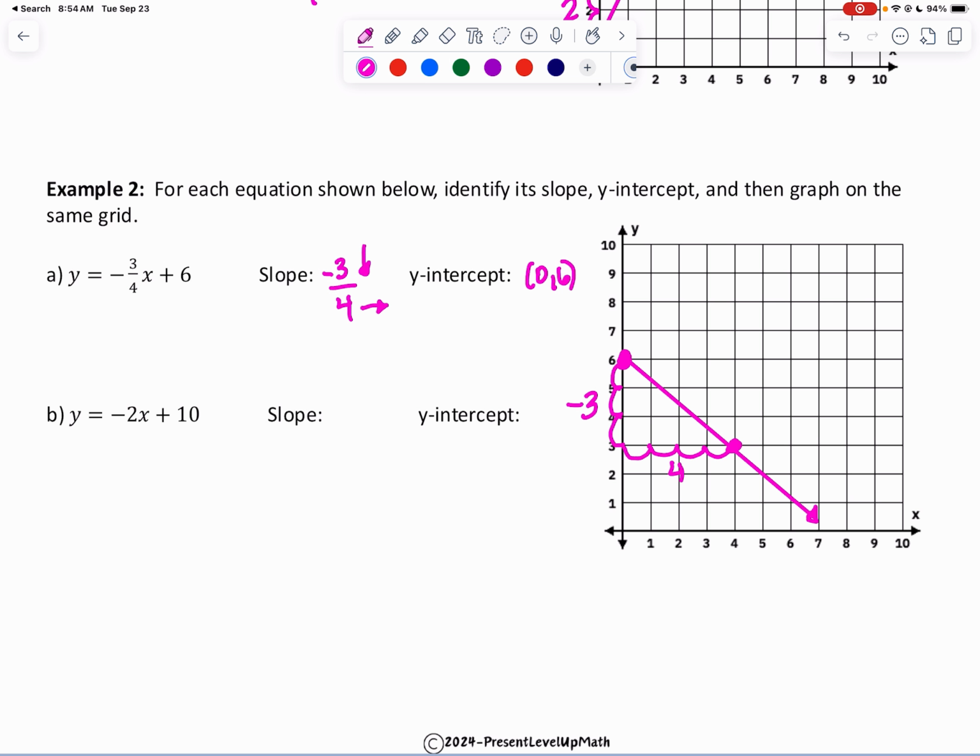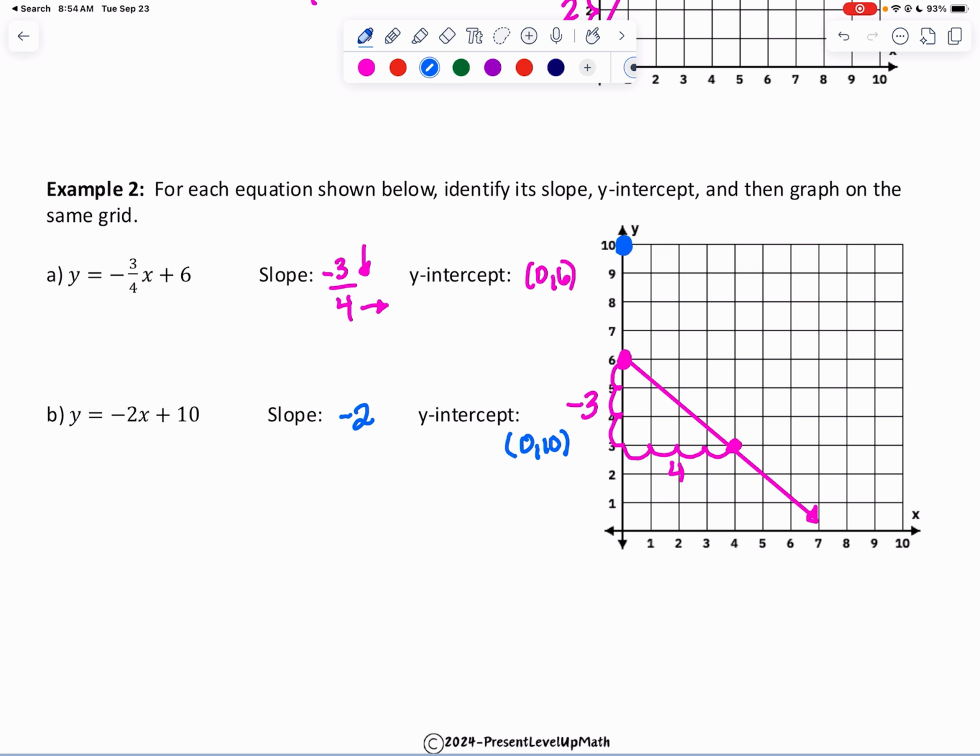Something like that. All right, let me grab a different color now. In our next equation, we have y equals negative 2x plus 10. So our slope is negative 2. Our y-intercept, 0, 10. So my beginning point will be up here at 0, 10.